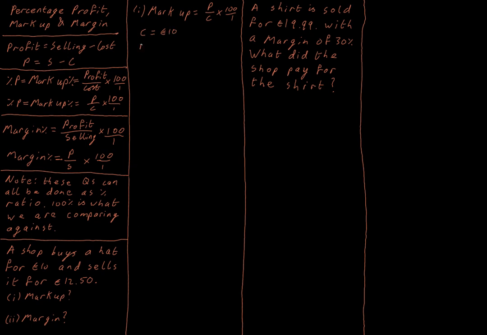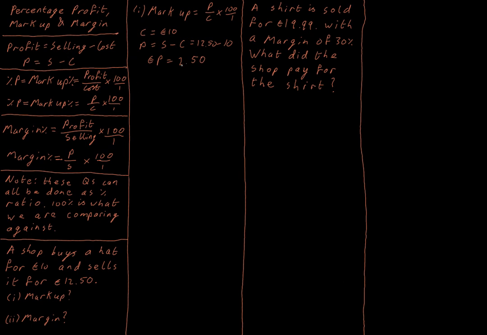But the profit I haven't been given directly. So how am I going to work out my profit? Well, I know my profit is my selling price minus how much something cost me. That's going to be my €12.50 minus my €10. So I made a profit in euro, and we can put in the euro symbol if we like, of €2.50. So €2.50 was my profit.